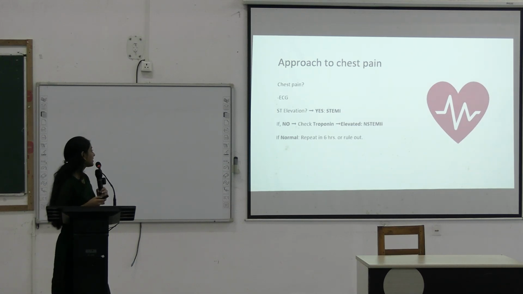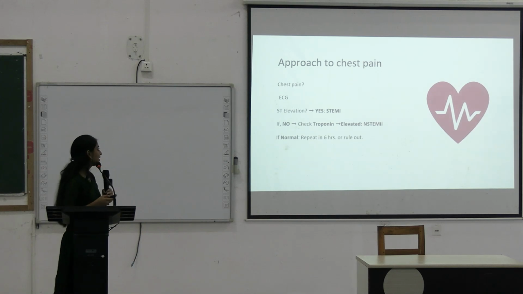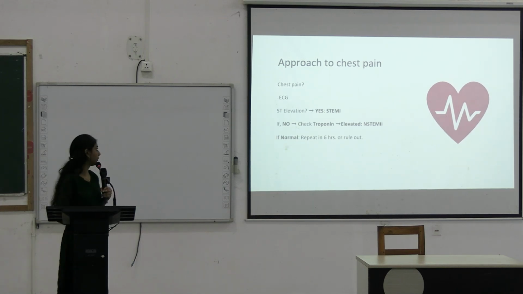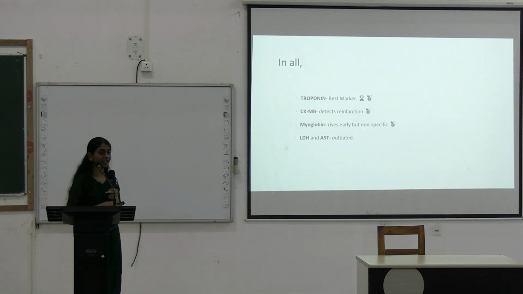And if the ST segment is not elevated, they go for checking troponin levels. If the troponin levels are elevated, it confirms non-ST segment elevated myocardial infarction. And if everything is normal, the test is repeated after 6 hours, and otherwise it is ruled out. In all, we have a short summary of all the cardiac markers that we have observed till now.